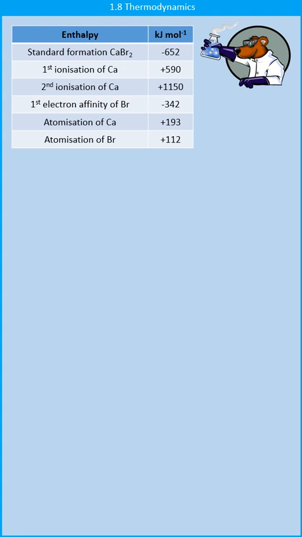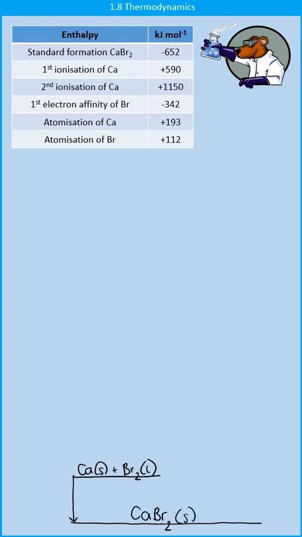So I'm going to start off with my standard enthalpy of formation. So I need the elements that are going to make up calcium bromide in their standard states. So I've got calcium as a solid and bromine as a liquid. And when they react together, they make calcium bromide. And I have this downwards arrow because this is an exothermic process with a negative energy change. And I've labelled that as delta HF.